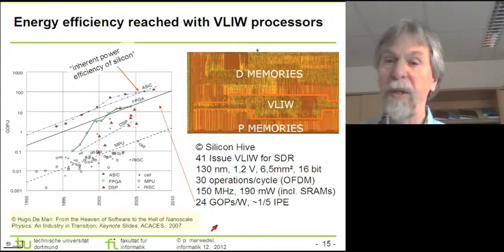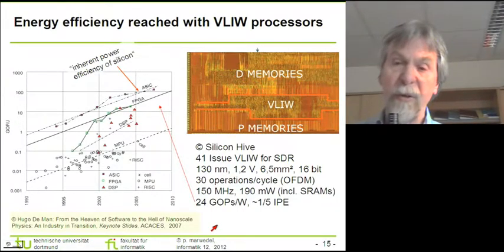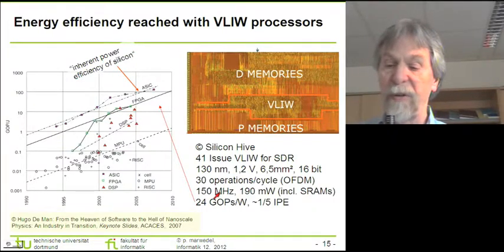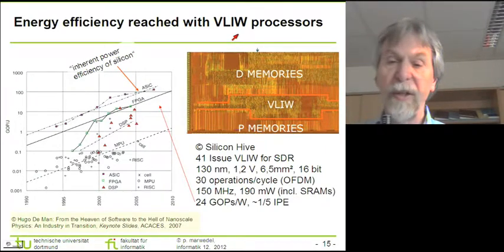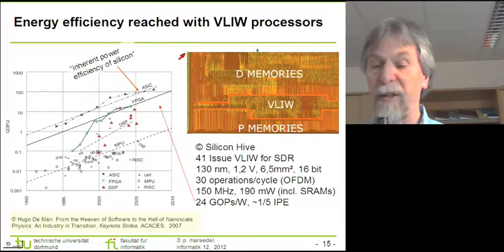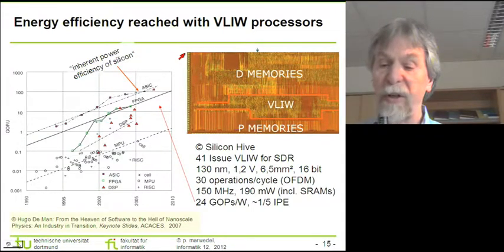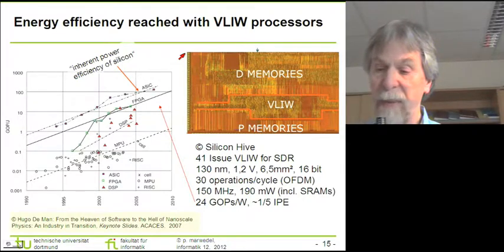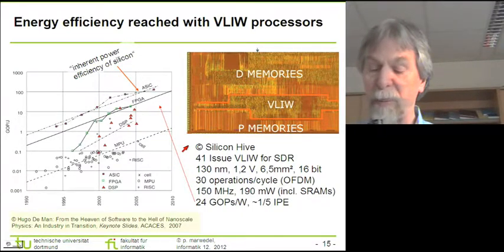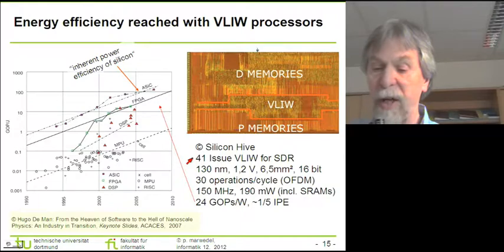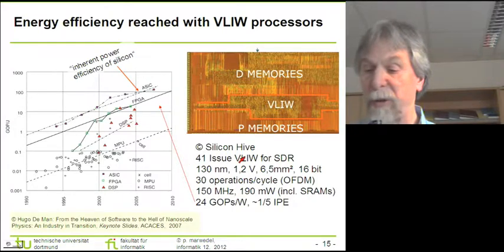Now the question may be, how far do we actually get in terms of the energy efficiency if we use this trick, if we use VLIW processors? Well, there is one example which clearly demonstrates that it is feasible to design very energy efficient VLIW processors. And this is a processor that has been designed by a company called Silicon Hive, which very recently has been acquired by Intel. And Silicon Hive designed that processor which is able to execute or to start 41 instructions per cycle for so-called software-defined radio.